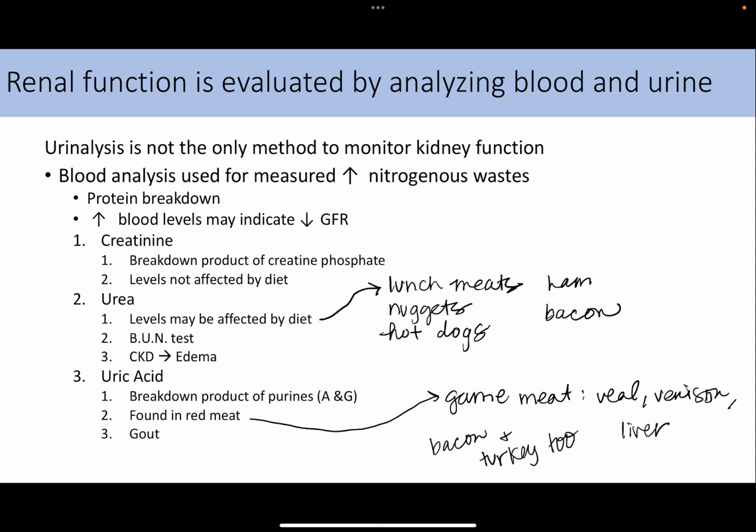Having a buildup of uric acid in the blood can lead to gout. If you remember talking about gout in B32, that uric acid can crystallize, and it usually crystallizes around your joints, specifically in your big toe. It can cause those joints to actually fuse together, and it can be really painful.